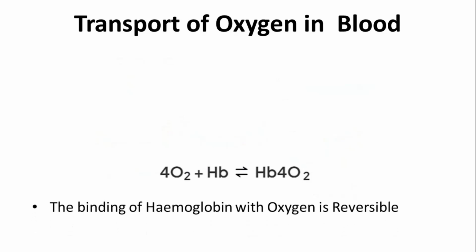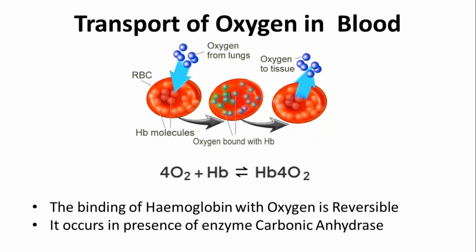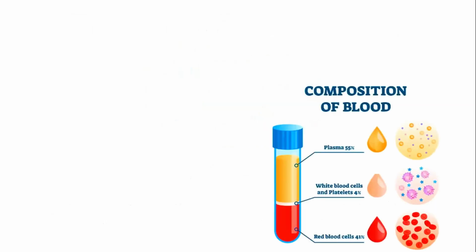The binding of oxygen with the hemoglobin is reversible, and it occurs always in the presence of an enzyme which is known as carbonic anhydrase. And this enzyme is present in our red blood cells, and it helps the hemoglobin to bind with oxygen molecules so that they can be transported as oxyhemoglobin.